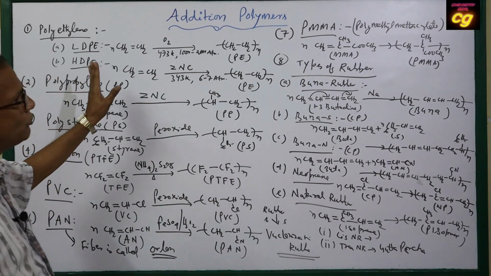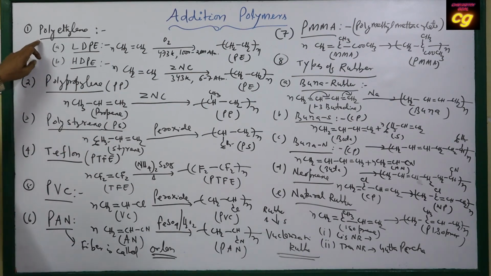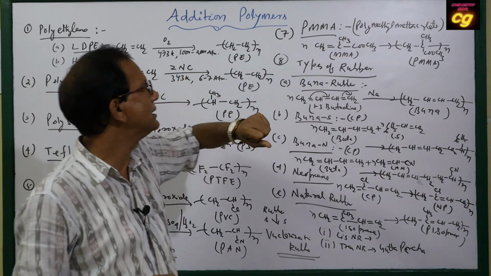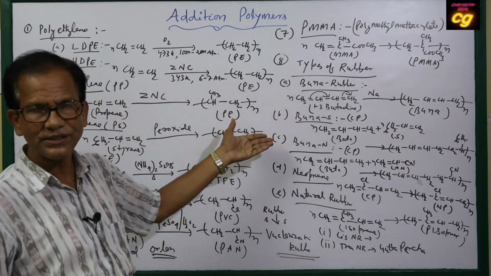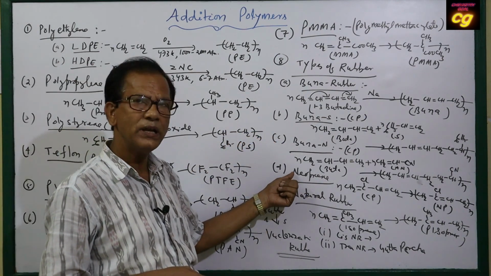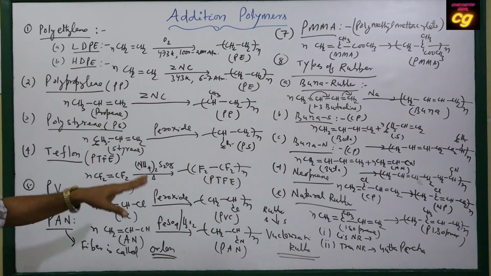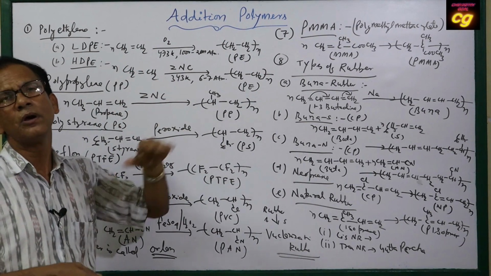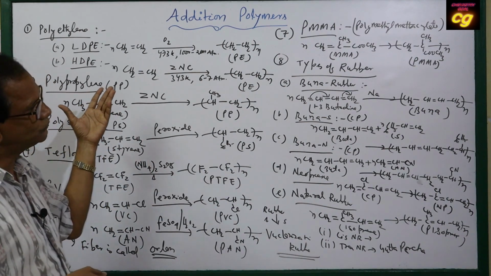So today we discussed different types of addition polymers, starting from polyethylene, polypropylene, polystyrene, Teflon, PVC, PAN, PMMA, polymethyl methacrylate, and different types of rubber, Buna rubber, Buna S, Buna N, then neoprene, then natural rubber. All types of rubber and their monomers. Questions generally asked in the examination are what are the monomers of a particular polymer, and what are the uses. So you practice.